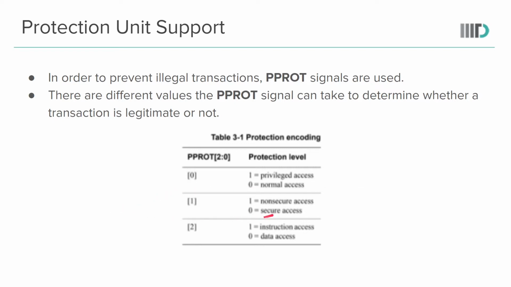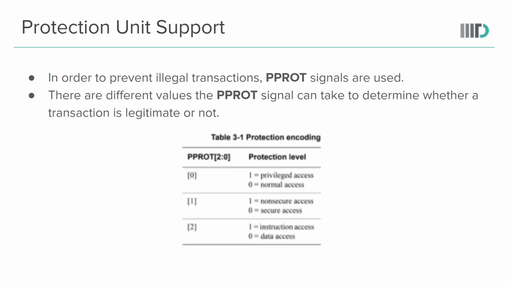PPROT 1 is used to indicate whether the transaction is secure or not secure. Low indicates a secure access, high indicates a non-secure access. This is used in systems where a greater level of differentiation between processing modes is required.